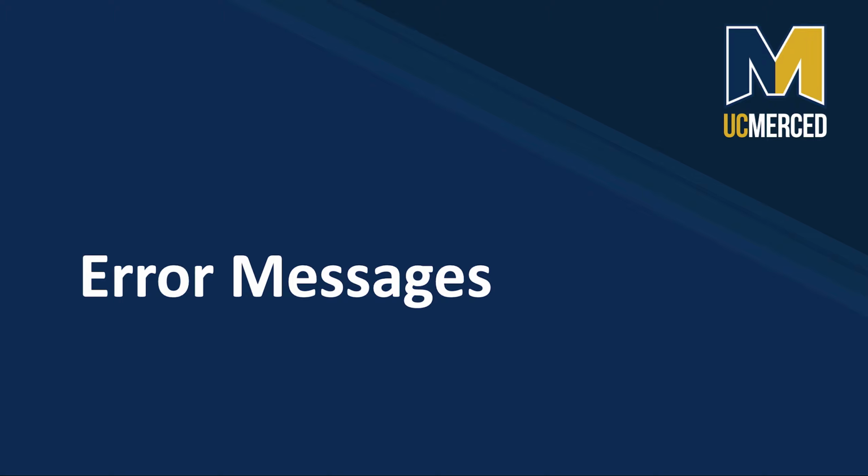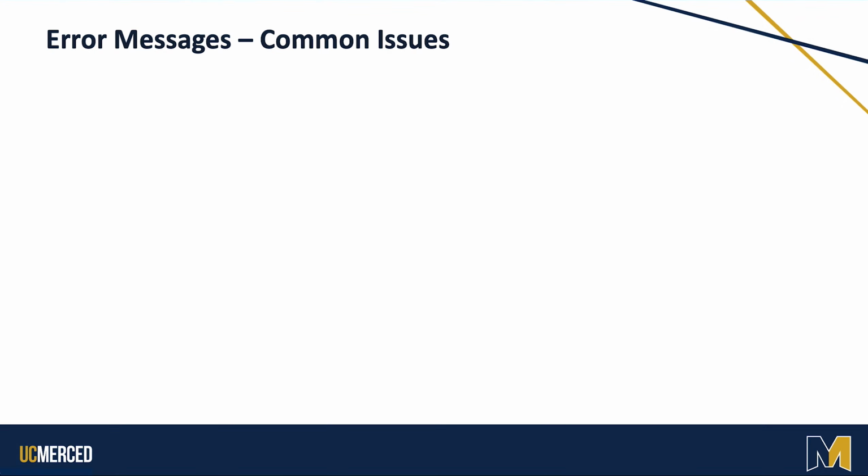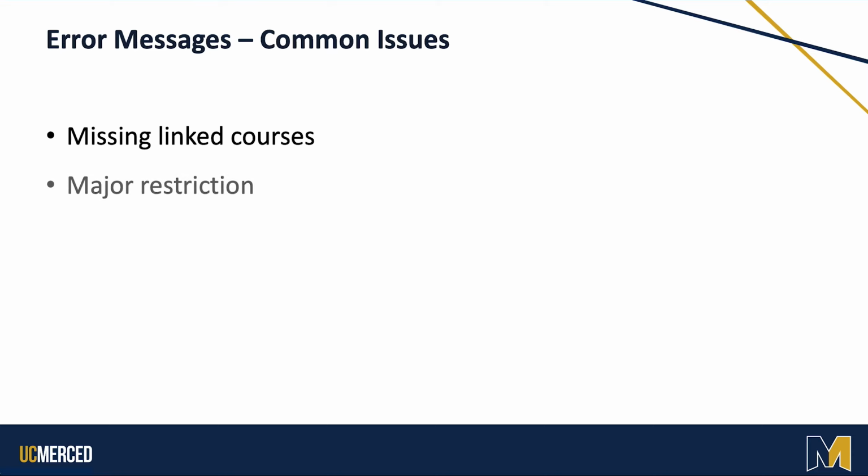If you receive an error notification, read the error message carefully. The error message will show you the CRNs of the classes that are experiencing that error. Common messages are missing linked courses, which means that the course has multiple parts and you are missing something, either the corresponding discussion or the lab. Major restriction. This particular class is restricted to certain majors. Prerequisite. You may not have completed the required class beforehand.